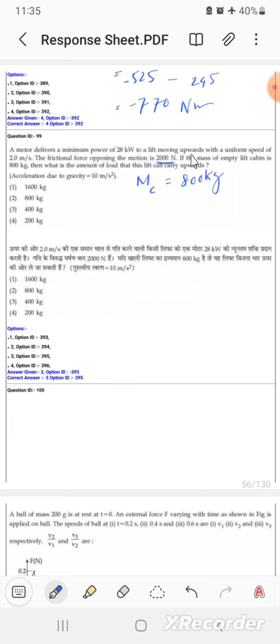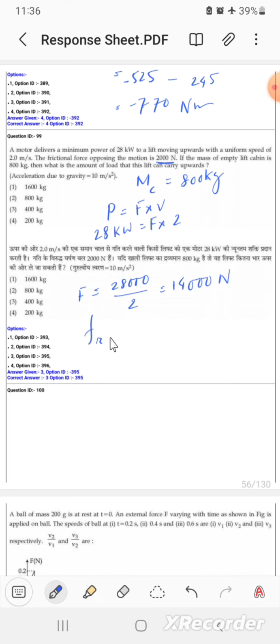So here we have to find out the total amount of force the lift can carry. We know power is equal to force into velocity. Power they have given is 28 kilowatt, and force we have to find out. Velocity is 2 meters per second. So 28 kilowatt means 28,000 divided by 2, which becomes 14,000 Newton, and the frictional force opposing the motion is 2000 Newton.